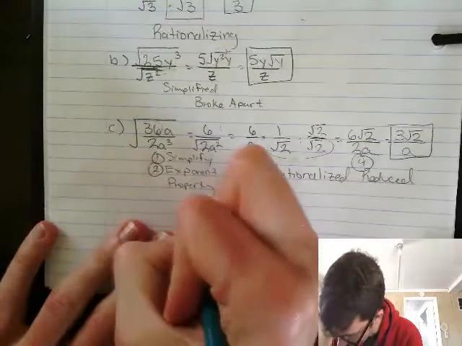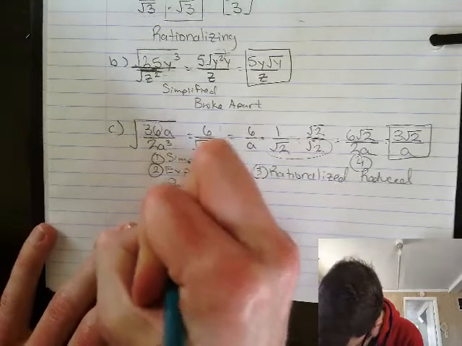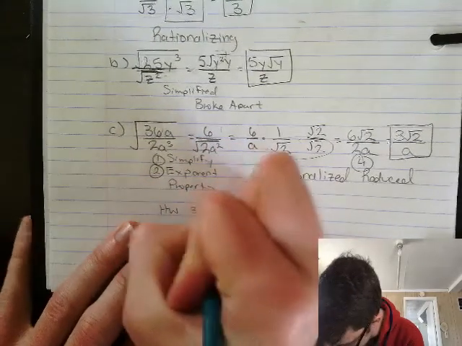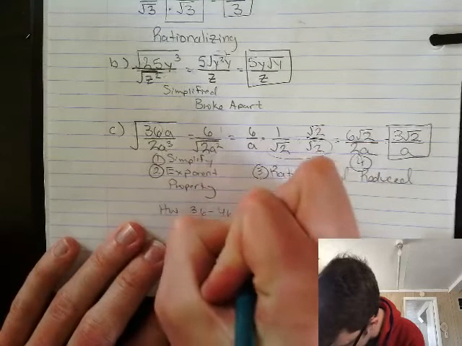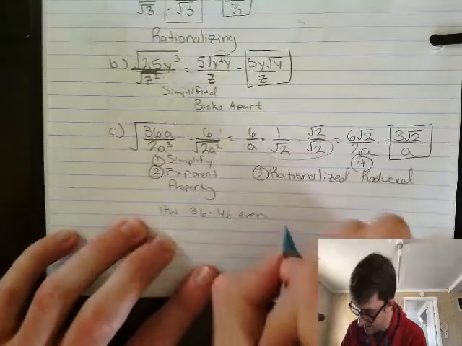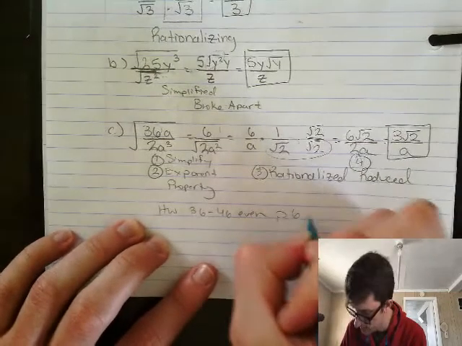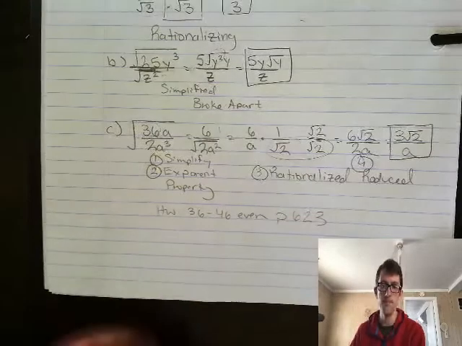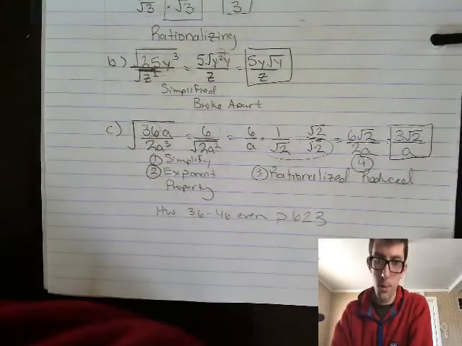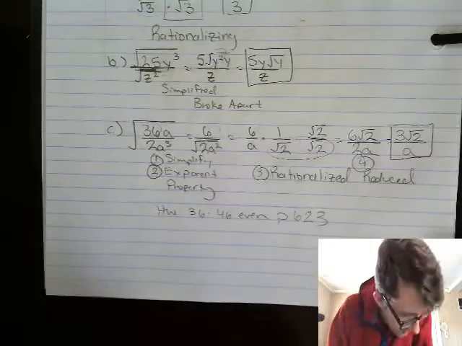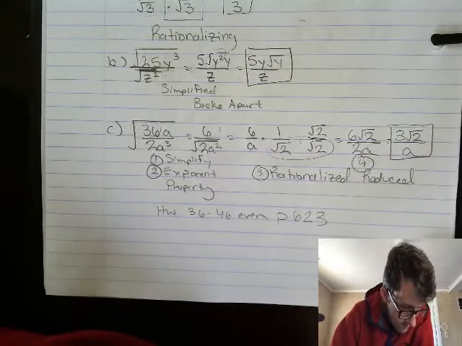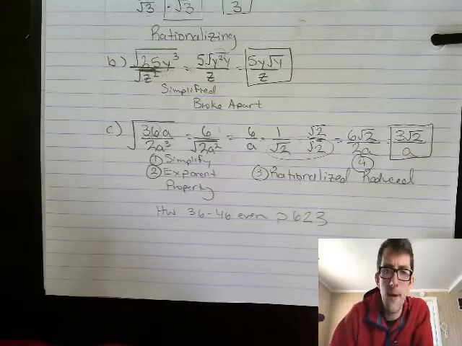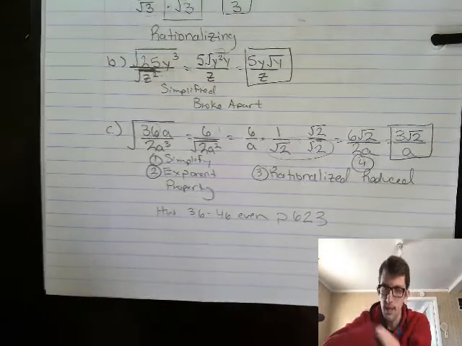So yesterday I gave you 14 through 30 even. Today I'm going to just give you a couple more problems, not as many. Your homework is 36 through 46 even. And again, this is on page 623. So this homework will be due tomorrow.